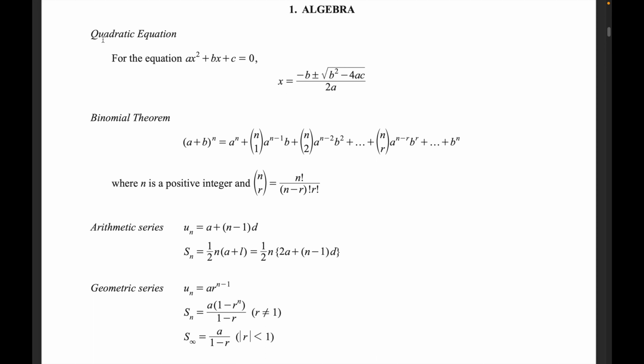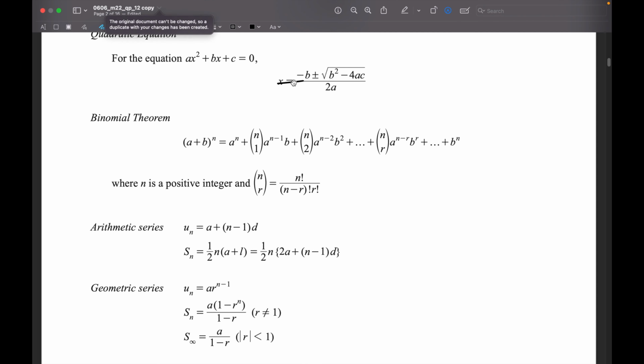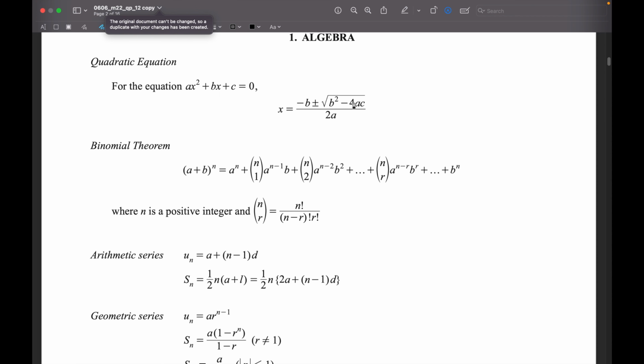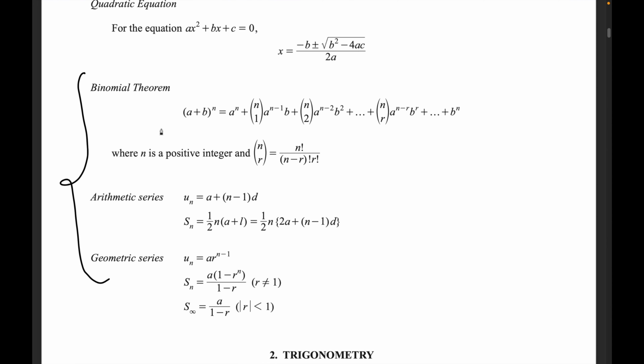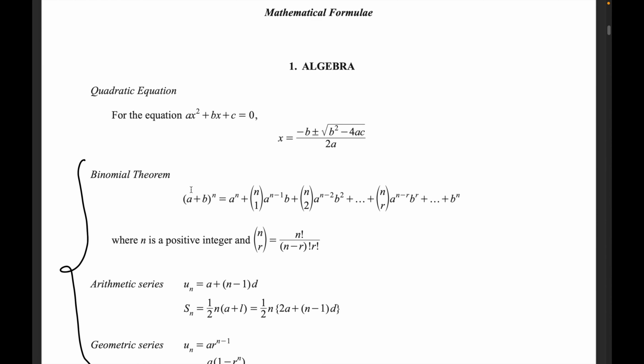In this, we've been given the quadratic equation. We have already learned this. It's minus b plus or minus square root of b squared minus 4ac, whole divided by 2a. It's pretty simple. If you forget, just look at the formula sheet. And then we have the binomial theorem, which we're going to learn soon. And we have the arithmetic series, the geometric series. These three we're going to learn soon. We're going to learn it in the next chapter or the one after that. And then this is all algebra.